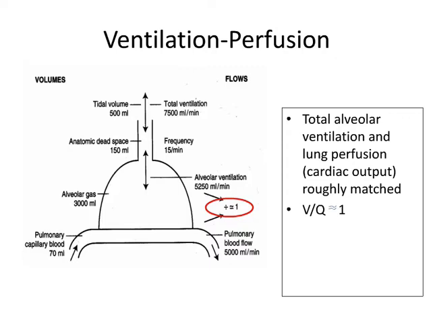Now it is true that this is a conceptual model drawn to demonstrate what a VQ ratio is exactly. In real life, things get a bit more complicated. However, it is fair to say that for the majority of the lung, the VQ ratio is close to 1. In the average normal human, this results in an adequate gas exchange, carbon dioxide clearance, and oxygen uptake.